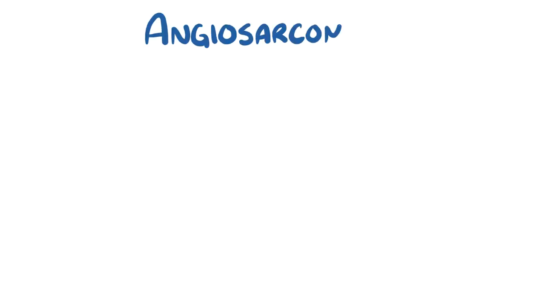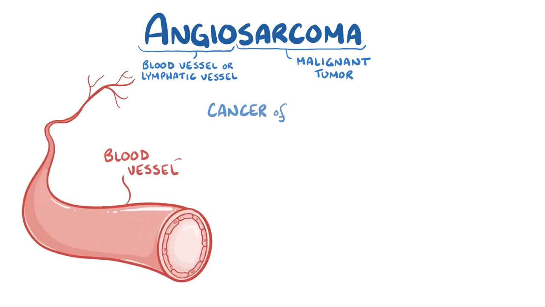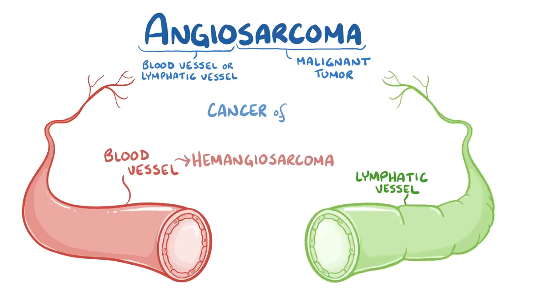In angiosarcoma, sarcoma refers to a malignant tumor and angio refers to a blood vessel or a lymphatic vessel. So angiosarcoma is a cancer of either a blood vessel, in which case it's called a hemangiosarcoma, or a cancer of a lymphatic vessel, in which case it's called a lymphangiosarcoma. Both of these arise from the inner lining of the vessel wall, known as the endothelium.